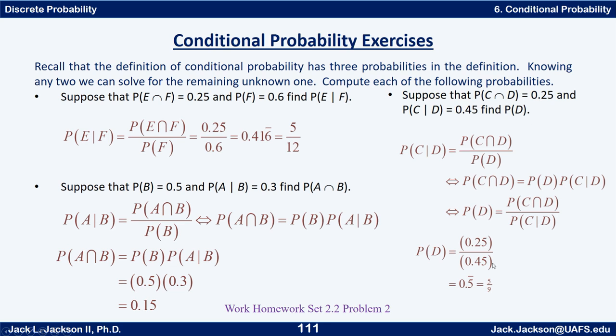The intersection probability is 0.25. The conditional probability is 0.45. So, well, that's multiplied by 100 here on top and bottom. That's 25 over 45. That reduces to 5/9, or as a decimal, that's 0.5 repeating. And so we see that that conditional probability gives us this definition here with 3 parts. And if we know any 2 parts, we can find the third one.